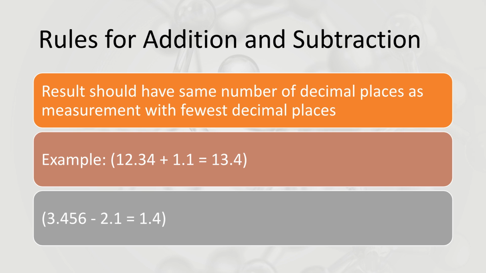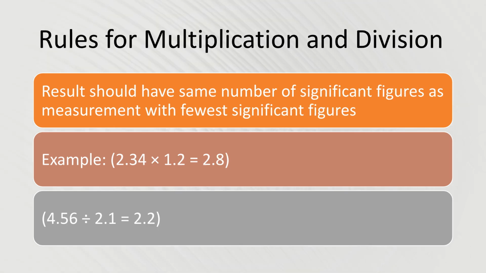When adding or subtracting, the result should have the same number of decimal places as the measurement with the fewest decimal places. For instance, 12.34 plus 1.1 equals 13.4, and 3.456 minus 2.1 equals 1.4. For multiplication and division, the result must have the same number of significant figures as the measurement with the fewest significant figures. For example, 2.34 times 1.2 equals 2.8, and 4.56 divided by 2.1 equals 2.2.